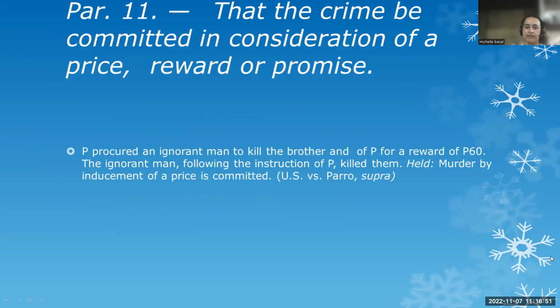Okay? Next, paragraph 11, that the crime be committed in consideration of a prize, reward, or promise. So, ginsuhulan. So, P procured an ignorant man to kill the brother, and P for a reward of 60 pesos. So, may ginsuhulan. The ignorant man, following the instructions of P, killed them. Held. Murder by inducement of a price is committed. So, ini because may gimpatay na diri na yung homicide. Because of the aggravating circumstance, it now becomes murder.